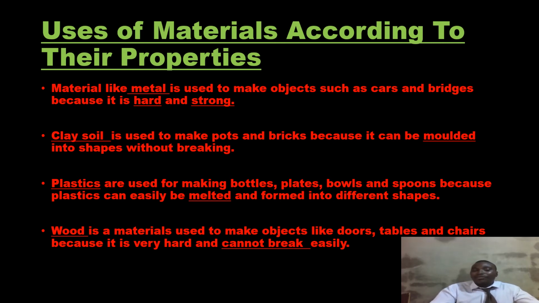Also, plastics are used for making bottles, plates, bowls, spoons, because plastics can easily be melted and formed into different shapes. At least in your home, you can collect about 3 or 4 bottles with different kinds of shapes. This is because the plastic can be melted and formed into these shapes.